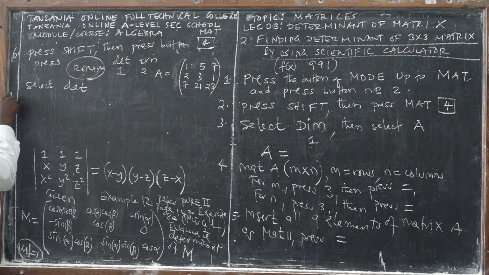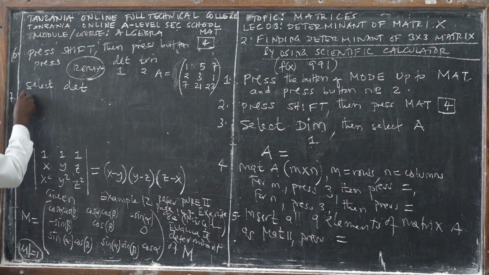Then number 7. We are asking the calculator to find the determinant of our matrix. So number 7, we say that again: the determinant of which matrix? Because you can have matrix A in that calculator, matrix B, matrix C. So you have to define it.